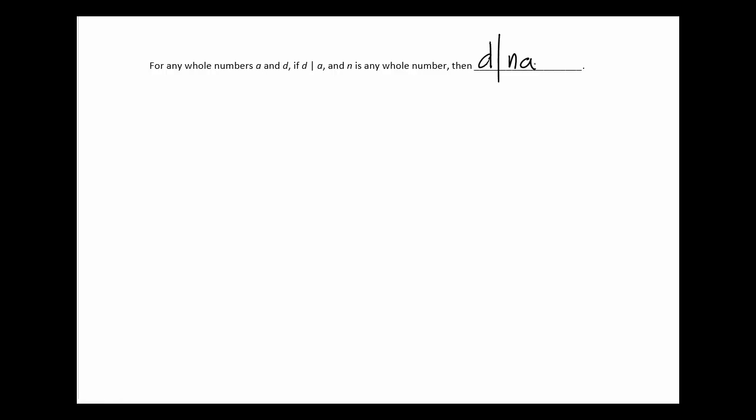Okay, so let's do 2 and 6. Take a look, 2 and 6 for example. I'm going to say that 2 divides into 6. Now that's true because 2 times 3 equals 6. So I can think of a whole number, or an integer, that I can multiply 2 by to get 6.